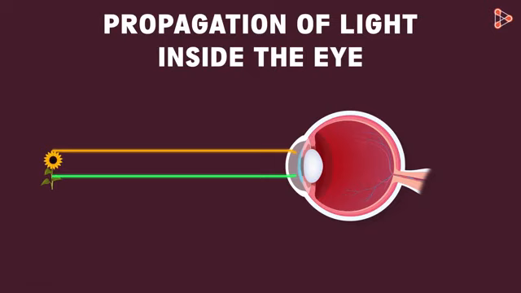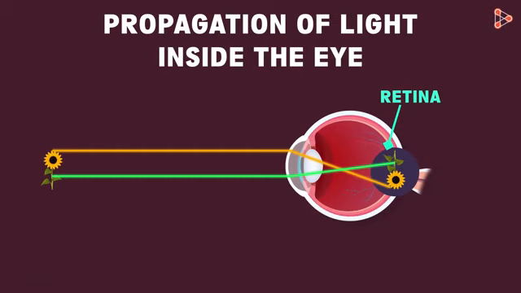This refracted light then travels through the transparent fluid present in between, which is also called the aqueous humor. From this fluid, light then enters the pupil and falls on the lens inside. This eye lens is a biconvex lens and it refracts the light such that all the light coming from a point on an object is focused on the retina. This is where the image is formed.